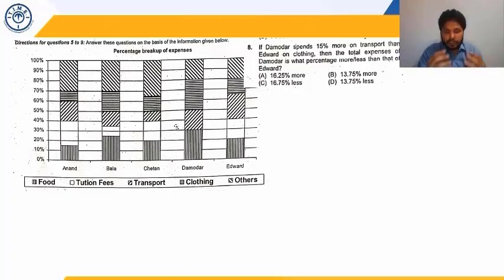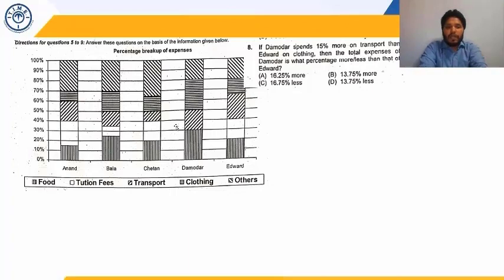Because just see in Damodar's bar graph. It is given only 4 rectangles instead of 5. That means Damodar does not spend on one of the components. So let's see which component Damodar doesn't spend on. So the food line is there, tuition fees is not there, transport is there, and clothing is there, and others is there. So Damodar does not spend any penny on tuition fees. So this is very, very important. You can get the wrong answer to this question also. So you have to be very, very careful while seeing the data.